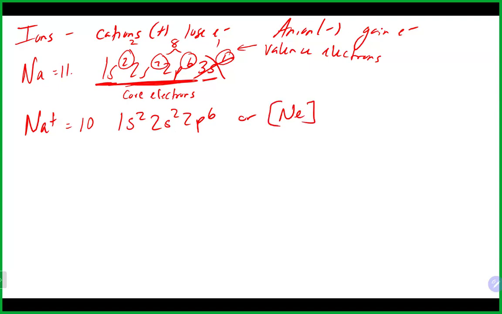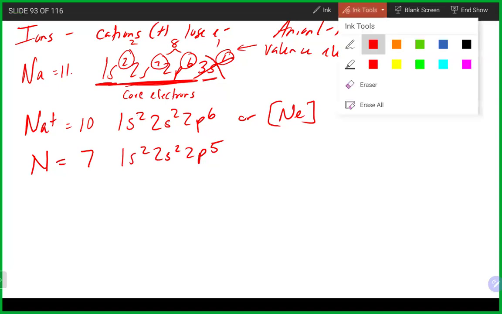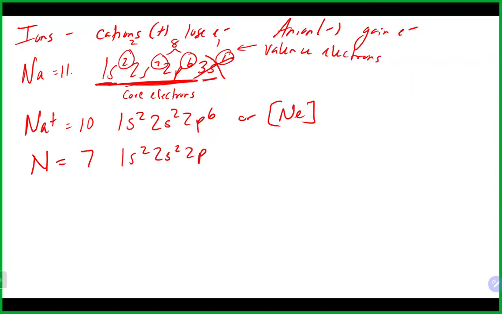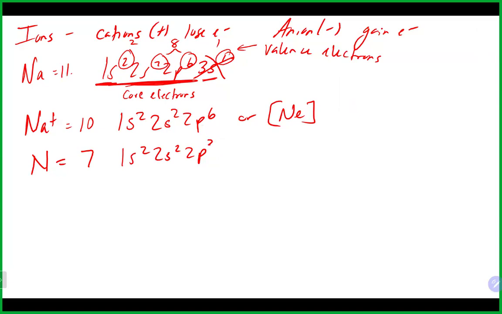Now, if we look at something like nitrogen with no charge, it's got 7, which would be 1s2, 2s2, 2p3 in this case. And it has 5 valence electrons here.